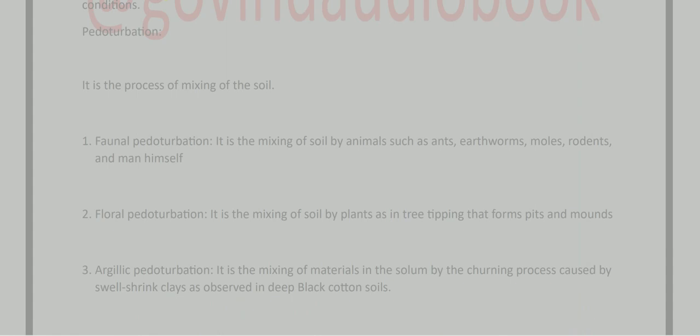Pedoturbation. It is the process of mixing of the soil. 1. Faunal pedoturbation. It is the mixing of soil by animals such as ants, earthworms, moles, rodents, and man himself. 2. Floral pedoturbation. It is the mixing of soil by plants, as in tree tipping that forms pits and mounds. 3. Argillic pedoturbation. It is the mixing of materials in the soil by the churning process caused by swell-shrink clays, as observed in deep black cotton soils.